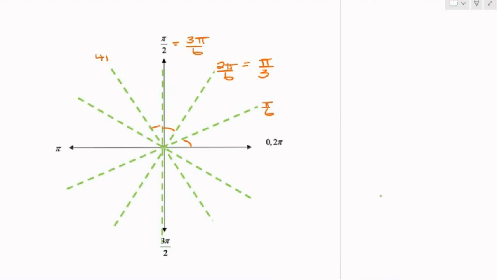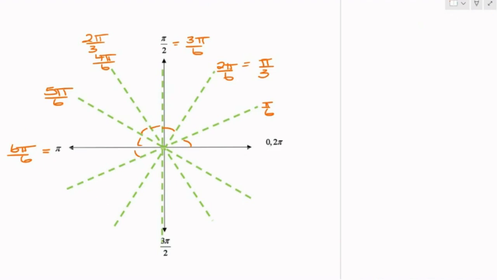4/6 of the way is also just 2 pi over 3. And then another 1/6 of the way is going to be 5 over 6, or 5 pi over 6. And another 1/6 is going to be 6 pi over 6, which is, of course, pi.